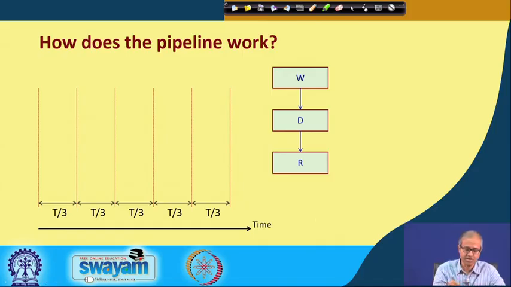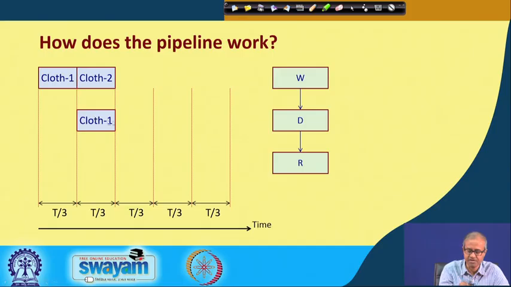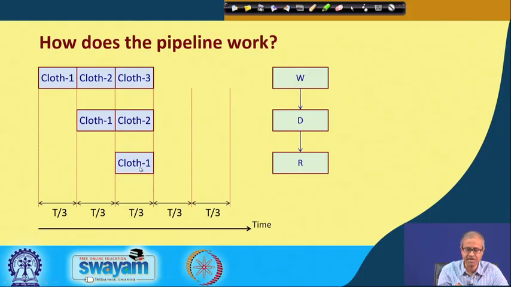Let us look at this diagram in an animated form. So, washing, drying and ironing. First cloth comes for washing. So, this will be taking t by 3 time. After it is finished with washing, cloth 1 can go for drying, and when cloth 1 has come for drying, machine 1 is free again, machine 1 can start with cloth 2, cloth 2 is being washed. Next step, cloth 1 is coming for ironing, cloth 2 is coming here, cloth 3 and so on.